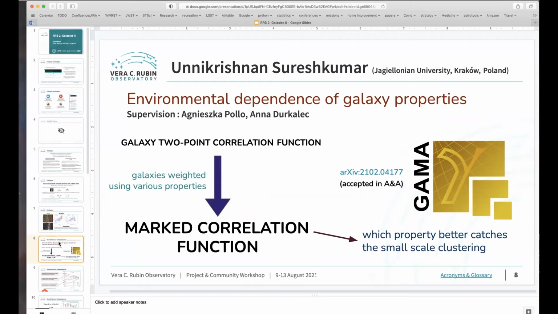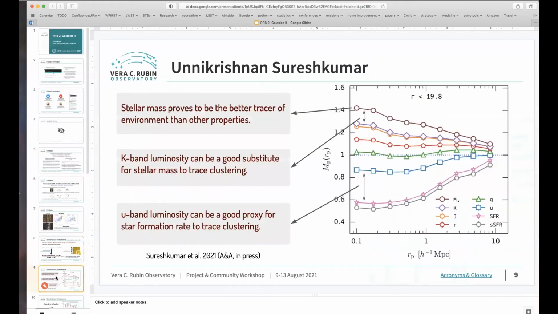The environmental dependence of galaxy properties has been explored previously using the galaxy two-point correlation function. In my work, I use a marked correlation function, which is estimated similarly to the two-point correlation function, except that the galaxies are weighted using different properties. So the marked correlation function, estimated using different properties, can be compared to know which property better captures the small scale clustering. We have recently used this tool on data from the GAMA survey, and the paper has been accepted recently, and this is the arXiv ID. You can have a look at it. So next slide, please. Here I quickly summarize the major conclusions.